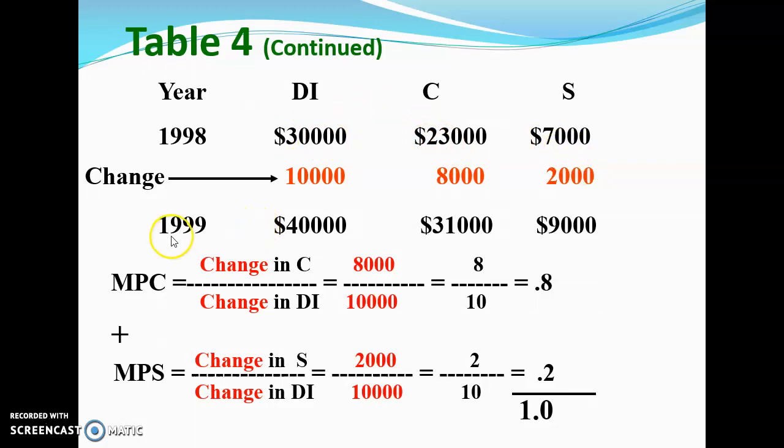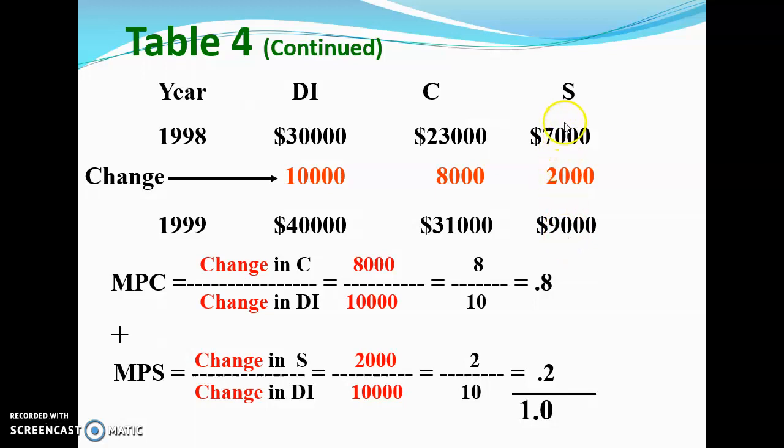So in the year 1999, when your income was equal to 40,000, your consumption was equal to 31,000. So your saving was equal to 9,000. We have evaluated this value of 9,000 by deducting the consumption out of the disposable income. So in 1998, your saving was equal to $7,000, and in 1999, your saving was equal to $9,000.